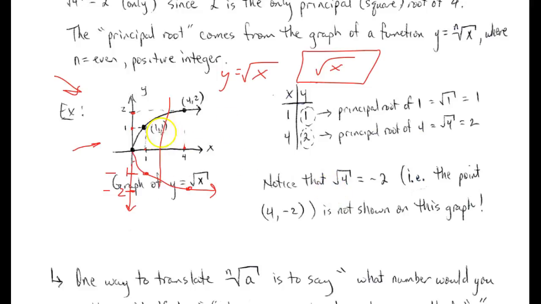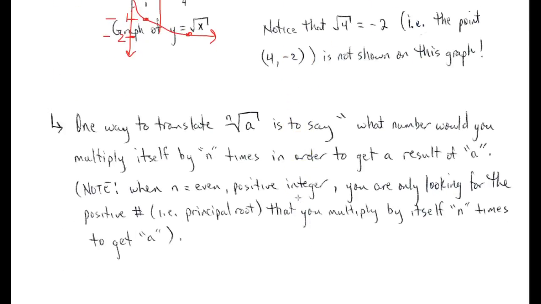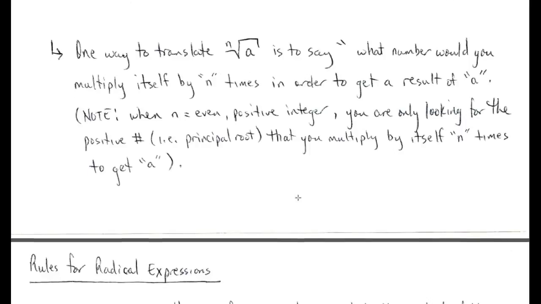So in essence, it's because of how the graph of square root of y equals square root of x looks as to why we only use the principal root, meaning the answer that is non-negative, okay? All right, so moving forward here, we know that one way to translate the nth root of a is to say, what number would you multiply itself by n number of times in order to get a result of a?